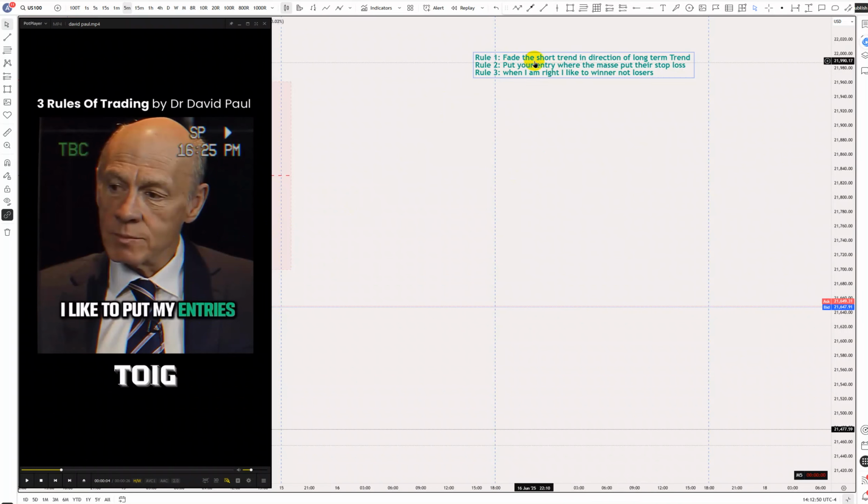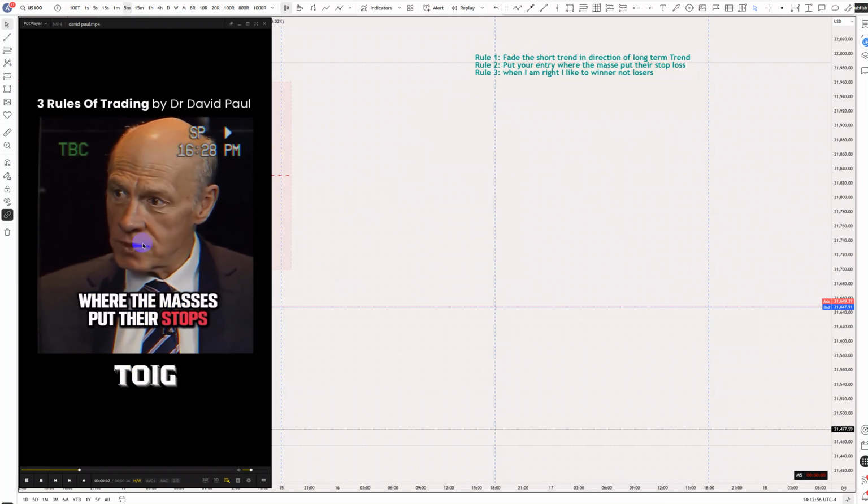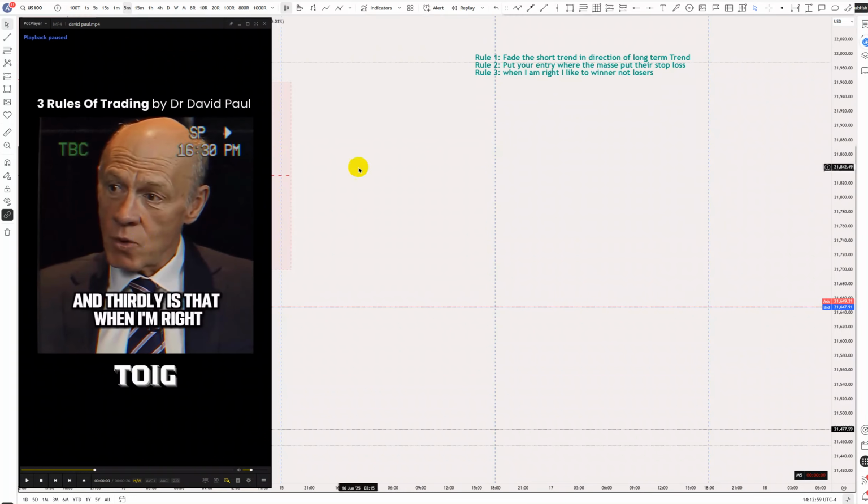This is one thing you have to keep in mind. Now let's go to the second one. This is putting entries where the masses put their stop loss. "I put my entries where the masses put their stops." It means that is where your entry is. I'm going to show you on the market.